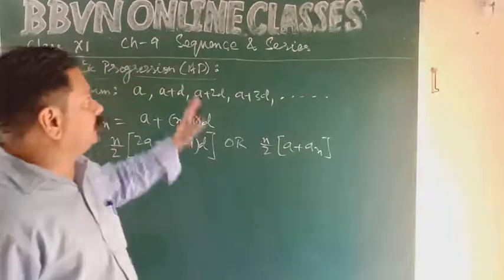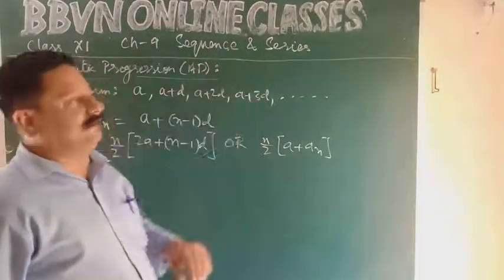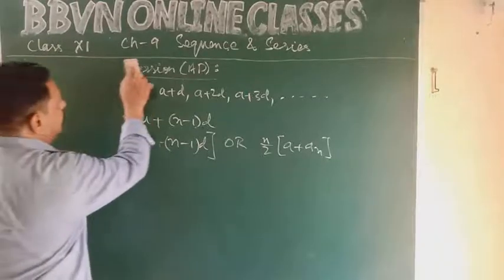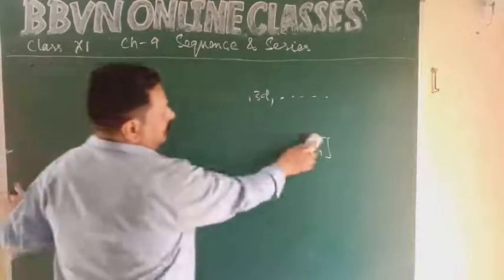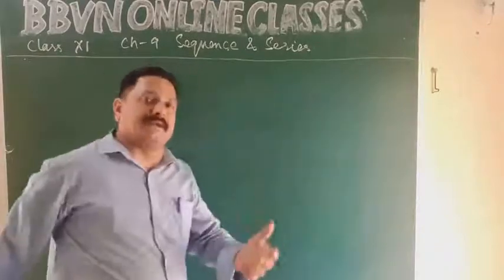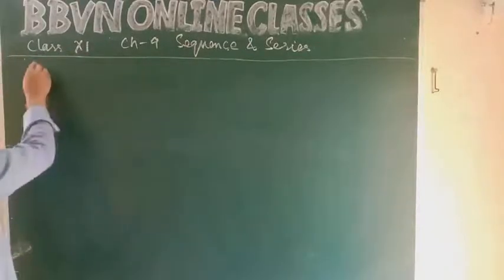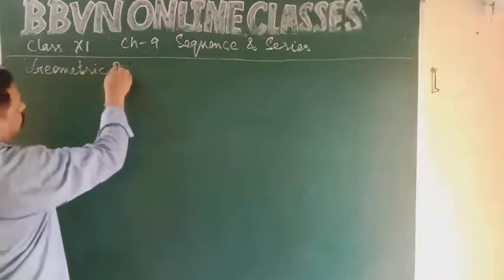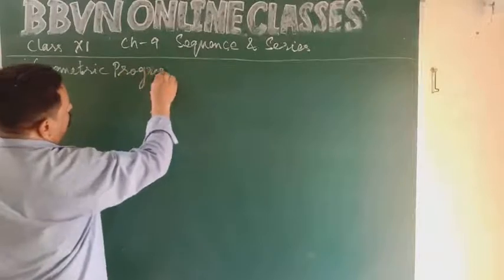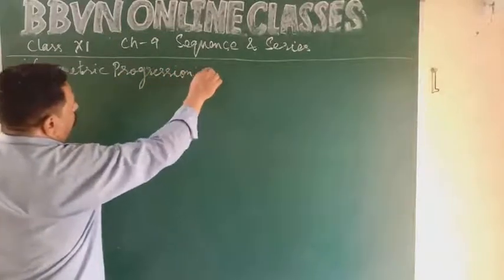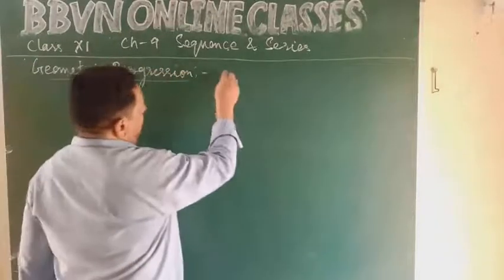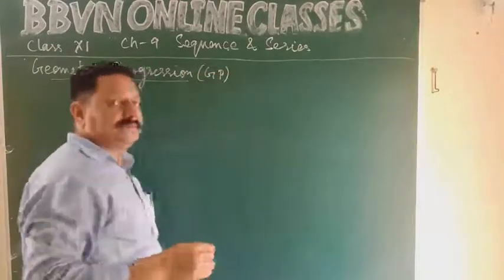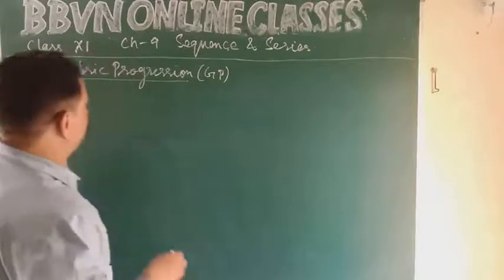In grade 11, under the chapter sequence and series, we have another type of progression known as geometric progression. होता क्या है? In an arithmetic progression, the terms progress with a common difference, whereas in a geometric progression, which in general we call GP, the terms progress with a common ratio.